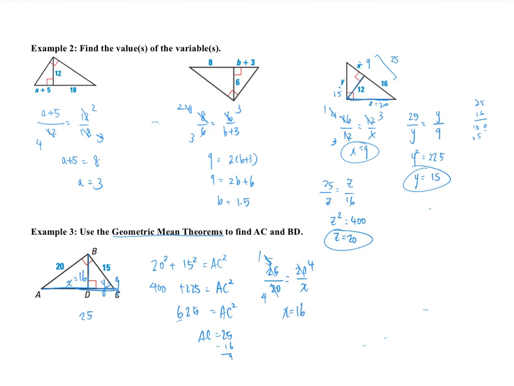So then I can solve for BD now. 16 to BD equals BD to 9. So BD squared, 16 times 9 gives me 144. And BD would therefore be 12.